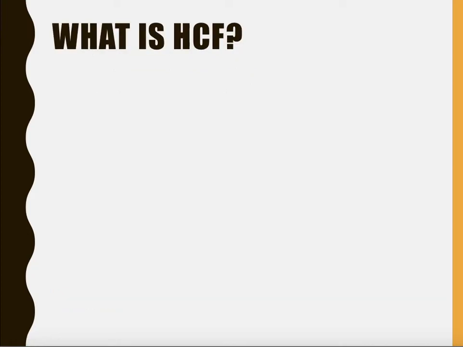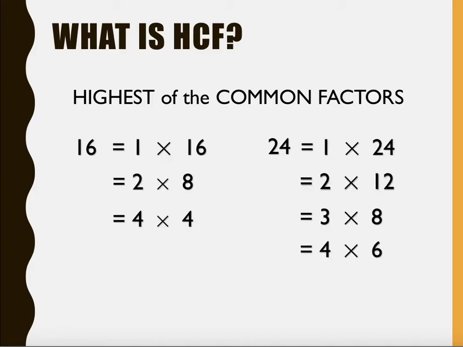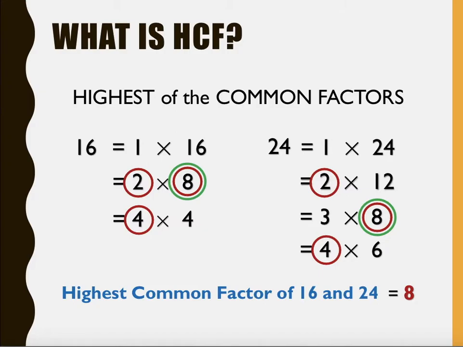We have learnt about common factors. So what is the highest common factor? It is the largest, biggest or greatest of the common factors between two or more numbers. Let's go back to 16 and 24 again. We have listed all the factors and we know the common ones are 2, 4 and 8. Now, what is the highest among these common factors, can you tell? It is 8. So, the HCF of 16 and 24 is equal to 8.